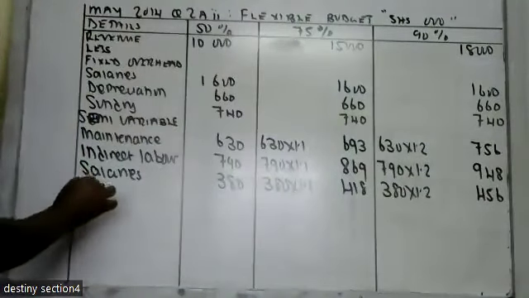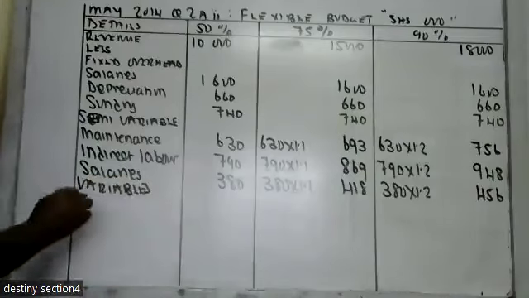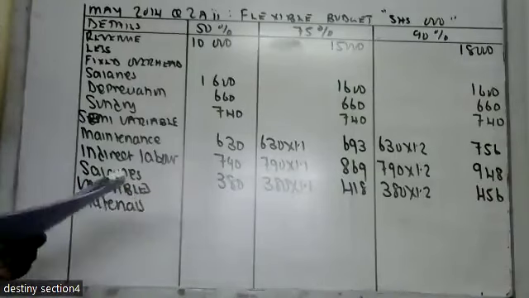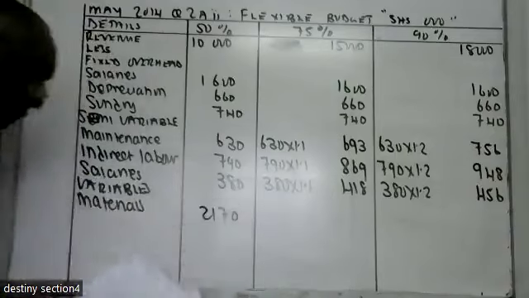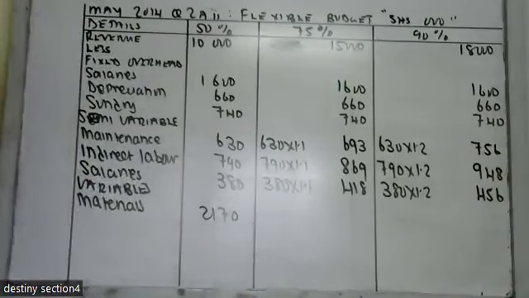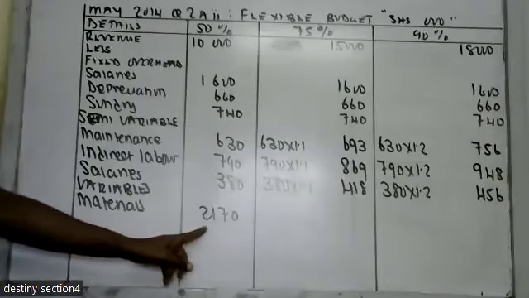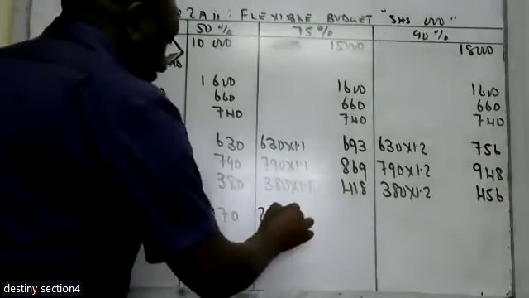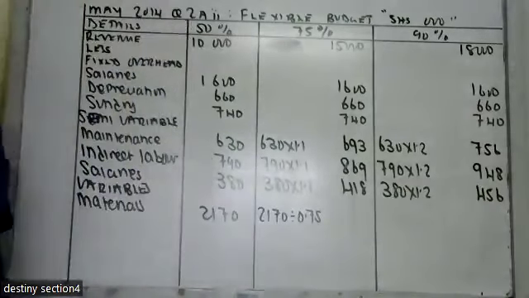Variables. So the variables, we have materials. Materials is 2170. Now the variable cost, they change in a direct proportion as the units change. So sasa hii tutasema kama hii ni 50%, to make it 75%, itakuwa 2170. You divide by 0.75. Is it?